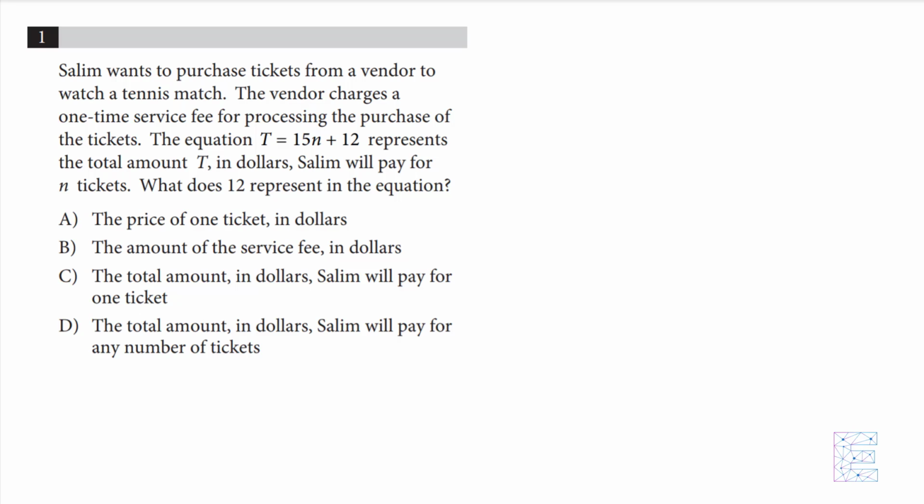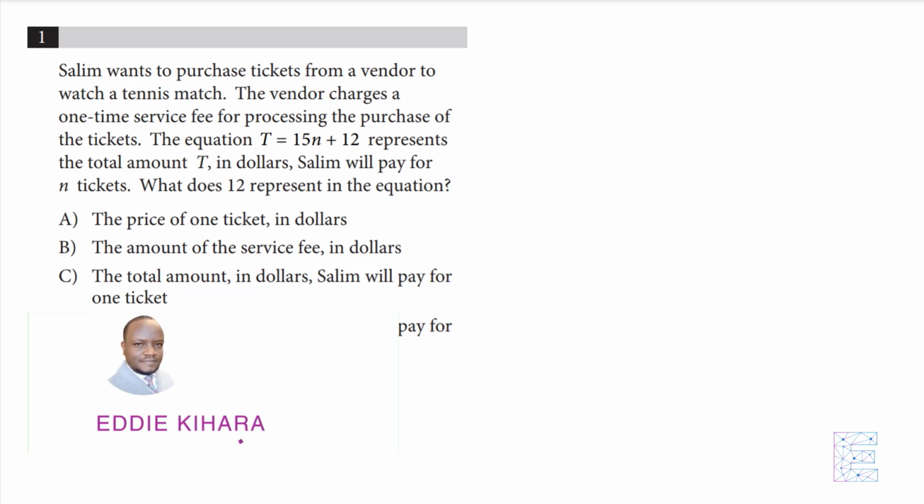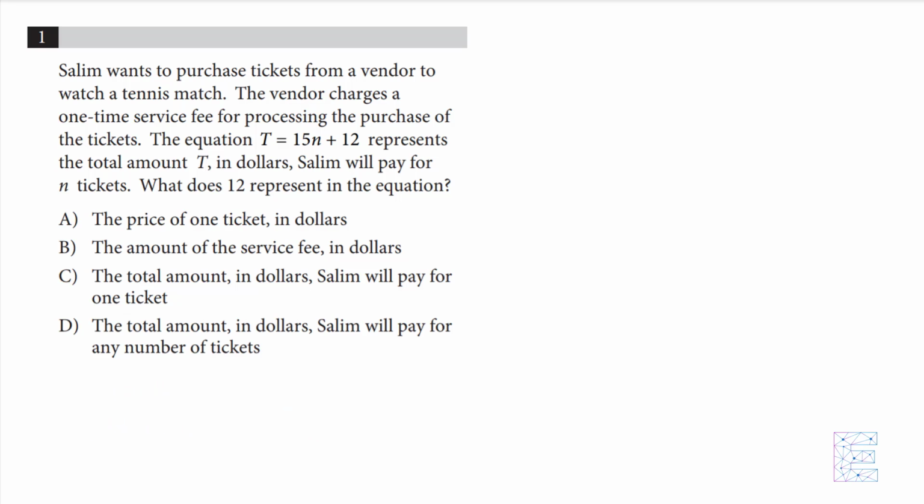Salim wants to purchase tickets from a vendor to watch a tennis match. The vendor charges a one-time service fee for processing the purchase of the tickets. The equation t equals 15n plus 12 represents the total amount t in dollars Salim will pay for n tickets. What does 12 represent in the equation?